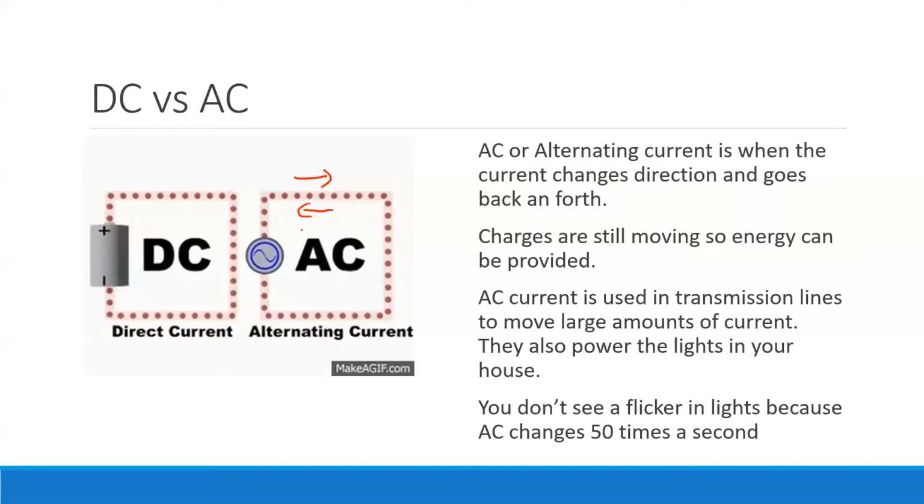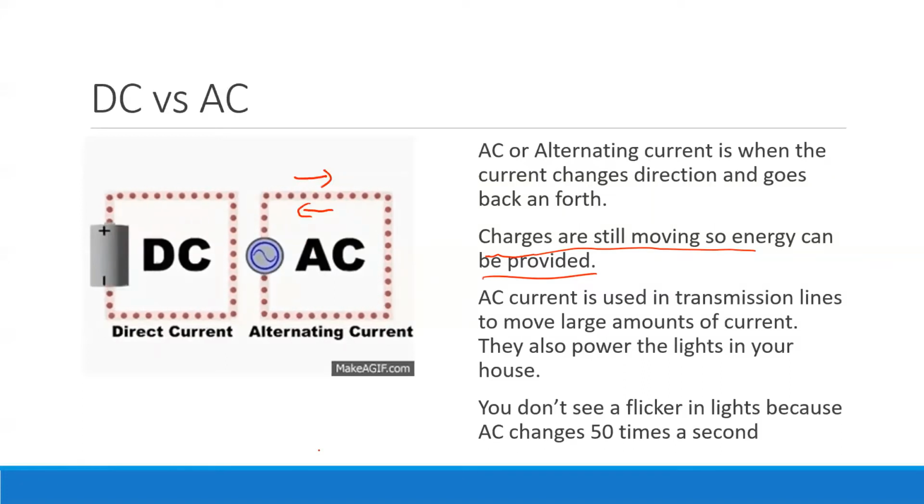Now you might say to yourself, well, if the charges aren't moving anywhere, then therefore there's not going to be any actual current here. But there is. Charges are still moving, so energy can still be provided. You still have to push these electrons, right? You're still pushing these electrons forwards, backwards, forwards, backwards. You are still applying energy to move these electrons.